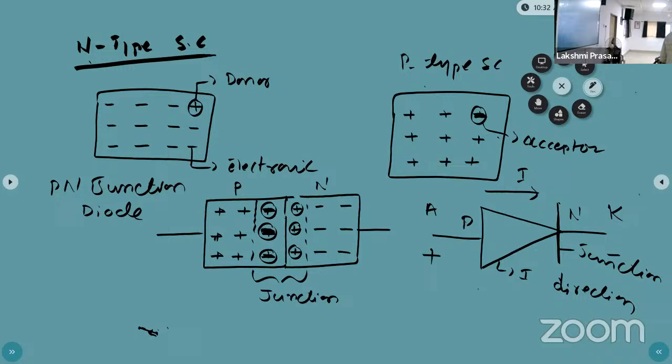Current exists when electrons flow. So that's why we define the current as the flow of electrons, and the direction of current is always opposite to the electron direction.